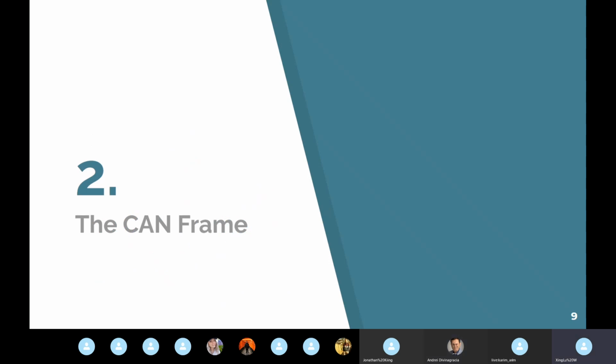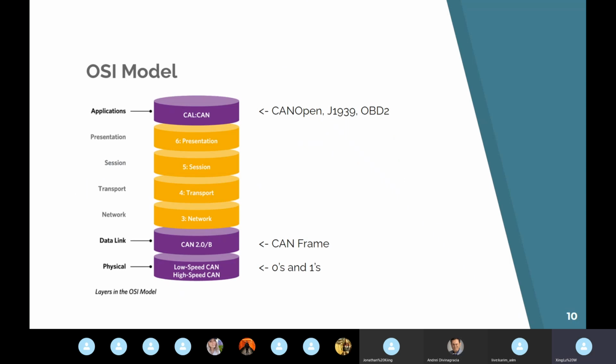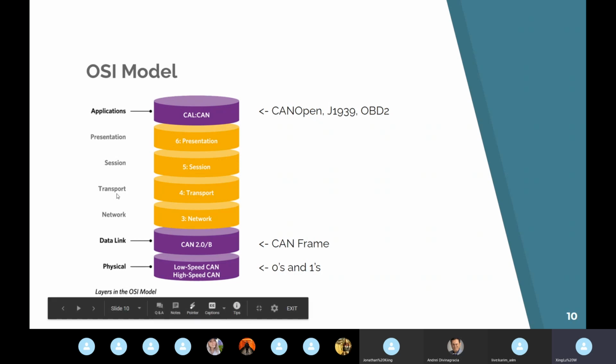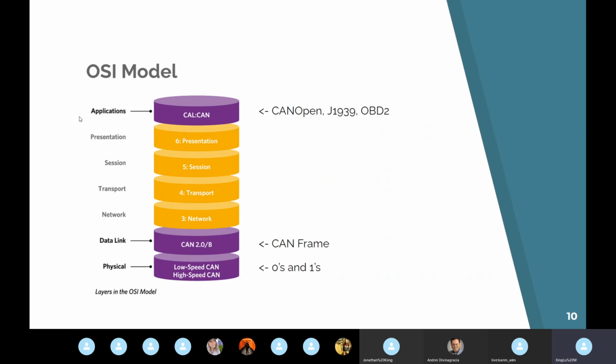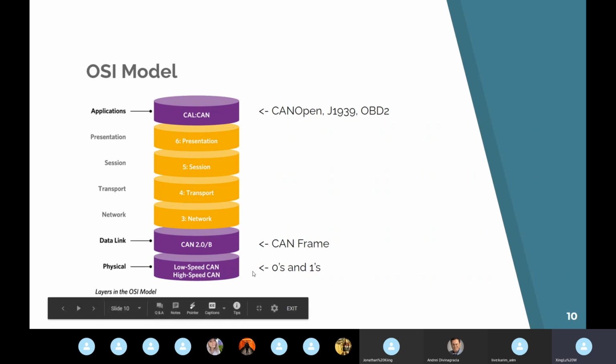So moving on to the CAN frame. Before I talk about it, I should get to the OSI model, because I think people had a lot of questions about this, when I was talking about layers. In the traditional OSI model for networks, there are 7 layers: physical, data, network, transport, session, presentation, application. For CAN, they mainly care about 3 levels, which are the purple ones.